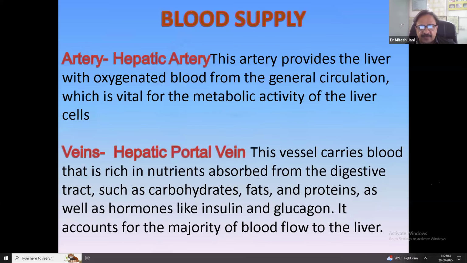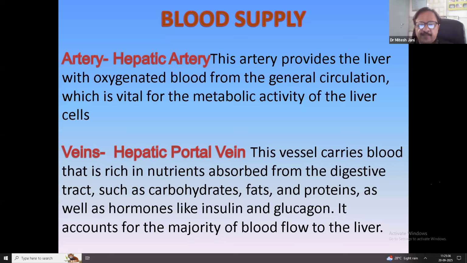The blood supply of the liver: the main arterial blood supply is the hepatic artery, which is a branch of the celiac trunk. This artery provides the liver with oxygenated blood from the general circulation, which is vital for the metabolic activity of the liver cells.